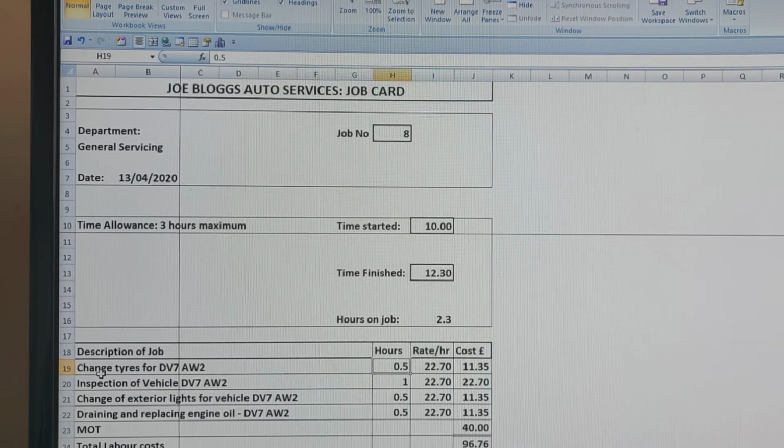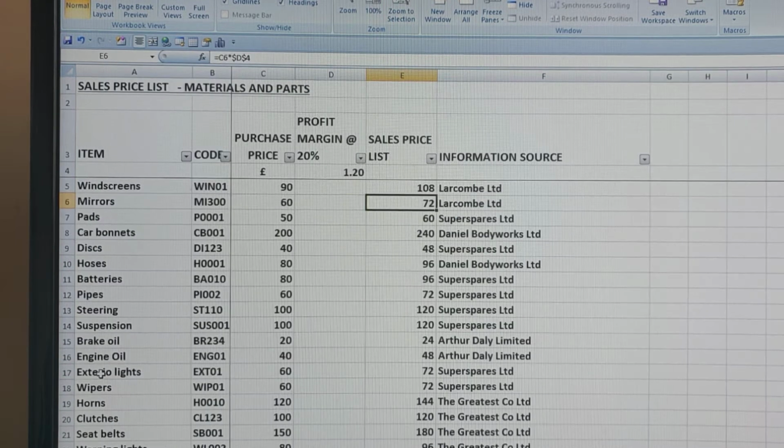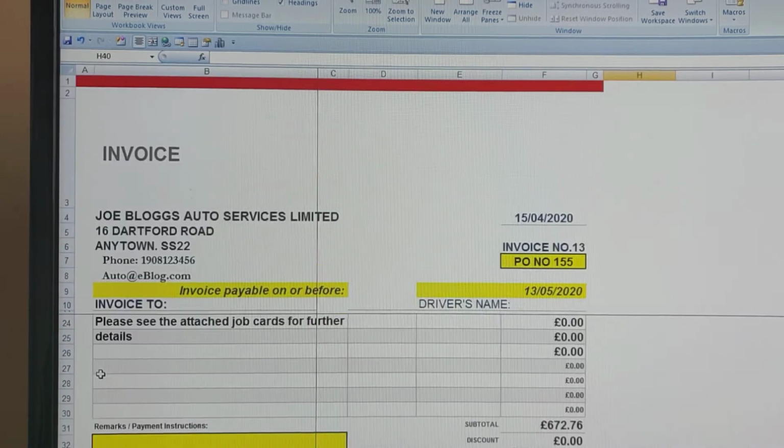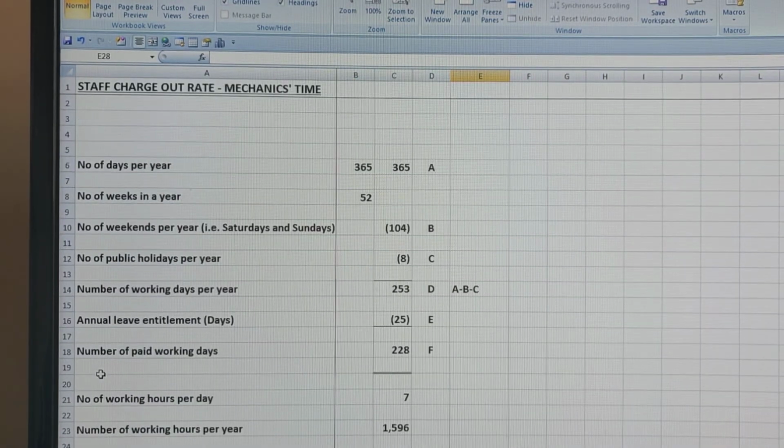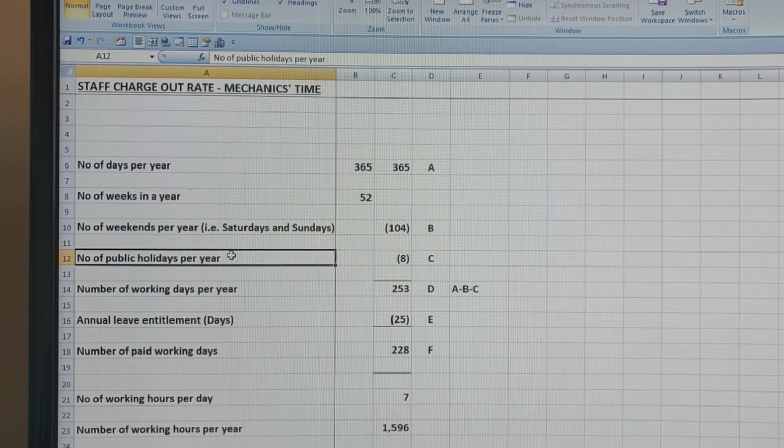That took half an hour to change. And the rate per hour is £22.70 an hour. Now, how did we arrive at £22.70? We have used this charge out rate for the mechanic. We used number of years, number of days in the year, number of working weeks, and so on and so forth. This is how it started.